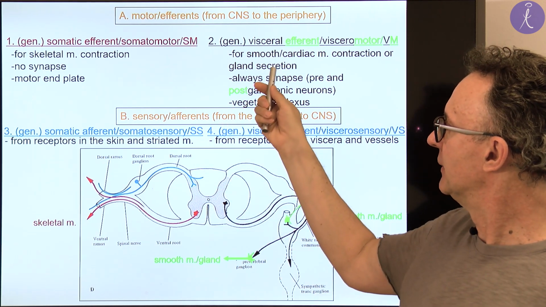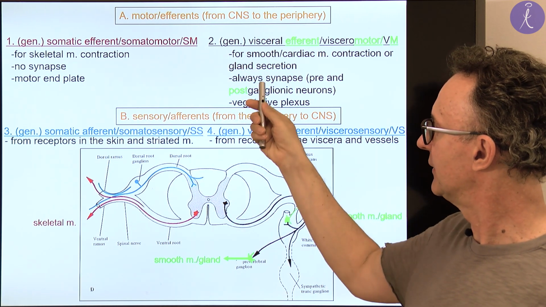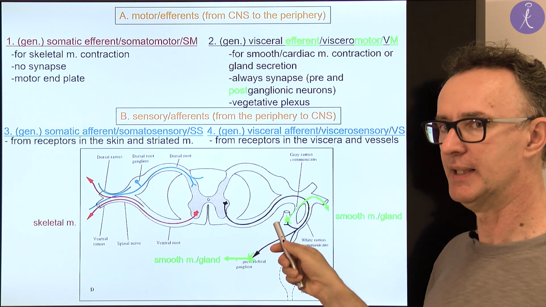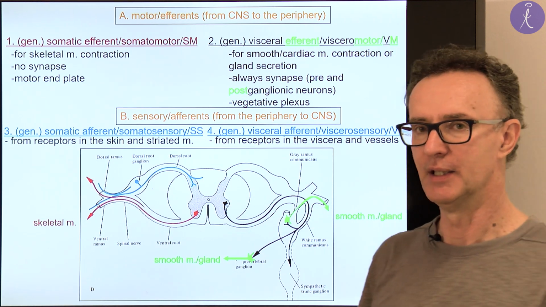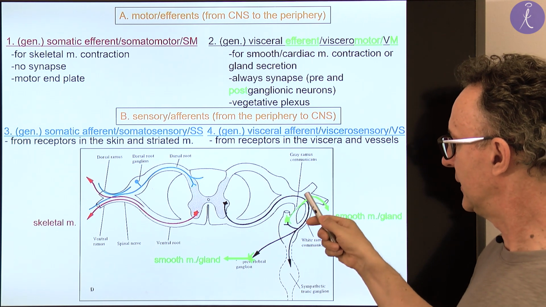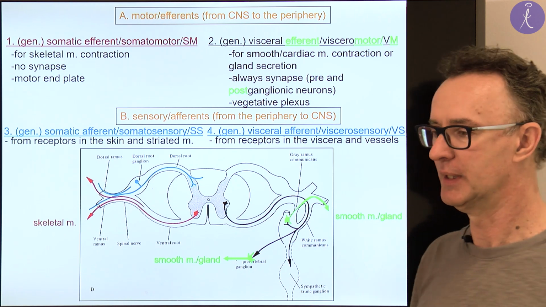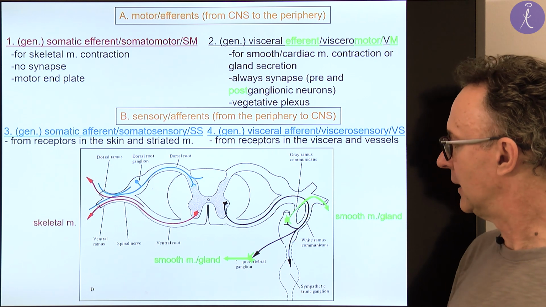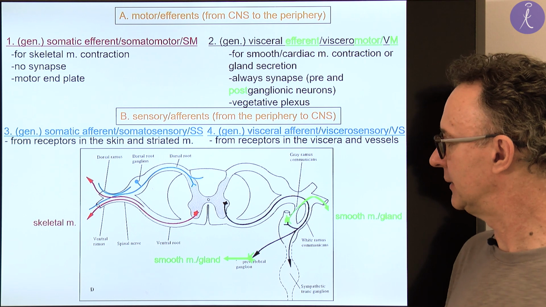A very important difference between the first one and the second, is that in the second case, which is the visceromotor, we always have a synapse, we always have an interruption, so the efferent part is divided into two nerve cells. One is the preganglionic, labeled in black, and the other is the postganglionic, which is in green. And we will study later the site of the synapses.